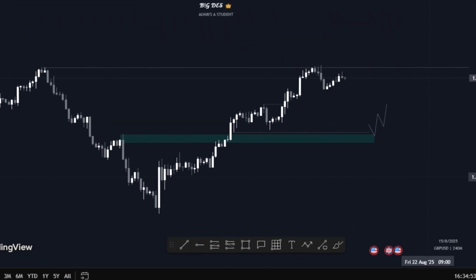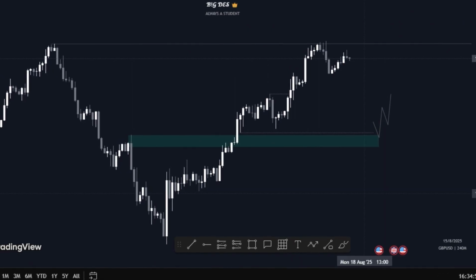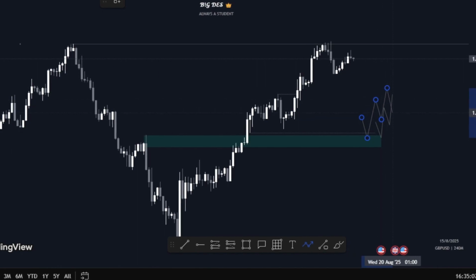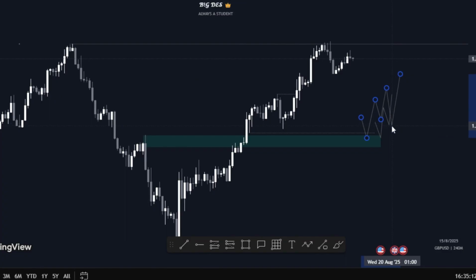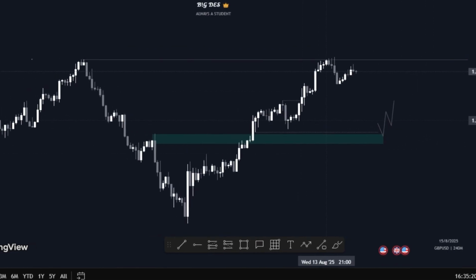That gives me extra confluence and extra confidence that there is a high chance of price taking out this whole low and then giving us some short-term buys. That's if price doesn't intend to go any higher. We don't know what's going to happen, so let's just sit and wait.